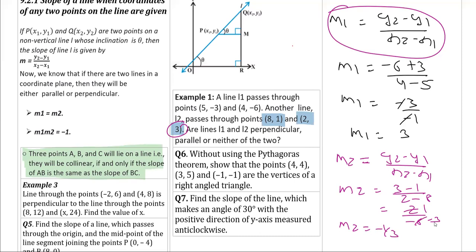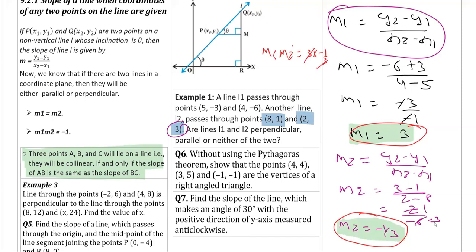Now check here. We have M1 as this and M2 as this. Clearly, these two slopes are not equal. But what do we see here? That their product is minus 1. Or you may say the slope of the first line is the negative reciprocal of the other line, or vice versa. So we can say M1 into M2 is equal to, I'm showing the working here, 3 into minus 1 over 3. It gets cancelled. So M1 into M2 is equal to minus 1. So as you can see here, since M1 multiplied by M2 is minus 1, it indicates that the lines are perpendicular to each other. The lines L1 and L2 are perpendicular.